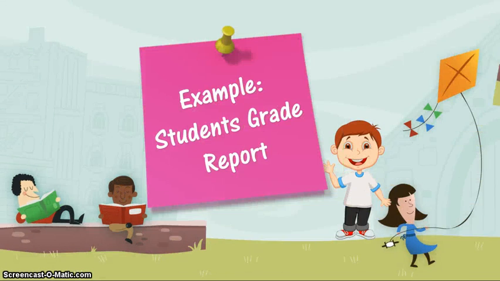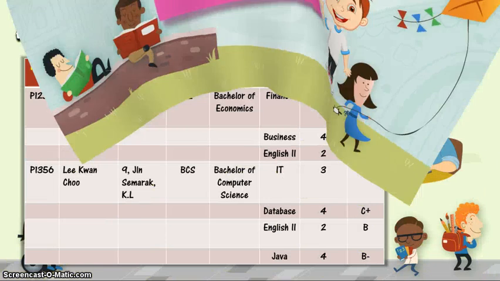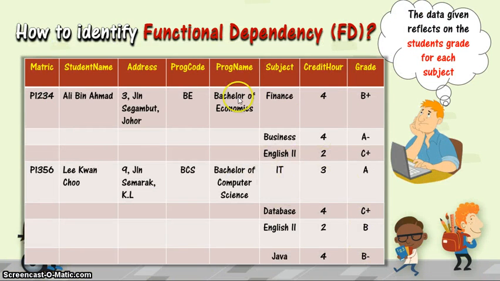Okay. The example that I want to share with you is about students' grade report. This is the data on the student's grade for each subject. You can see there are so many attributes here. And once we talk about these data, the first question that you have to answer is how to identify FD, or functional dependency. This is a very important term for basic normalization. It's about FD.